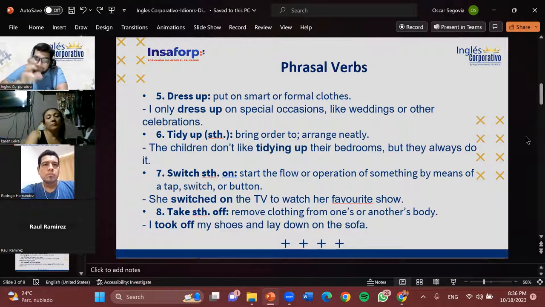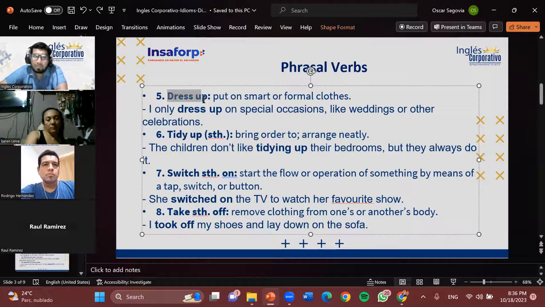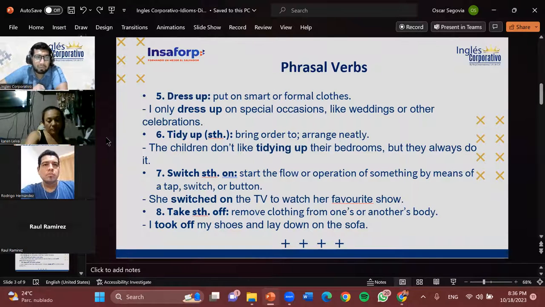However, dress up can also be used when we are referring to things like Halloween. When you use a costume, something that you do not wear on an everyday basis, that is also going to be understood as dressing up. So dressing up is basically wearing something that you do not necessarily wear every day. So yeah, that's what you do when you dress up. And the example is, I only dress up on special occasions like weddings or other celebrations.